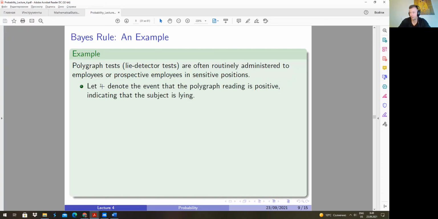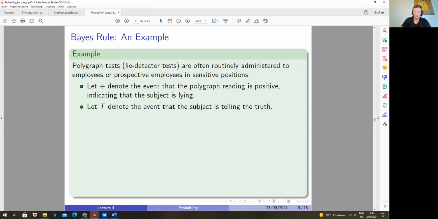So let plus, not a letter, just a sign plus, denote the event that the polygraph reading is positive, indicating that the subject is lying. So you are testing the person, and the machine says that, well, this person lies. But of course, it might be a mistake.